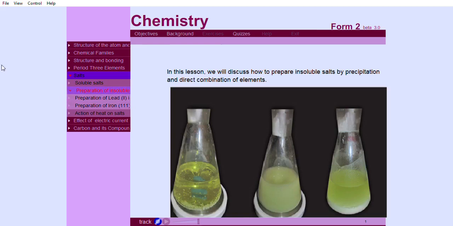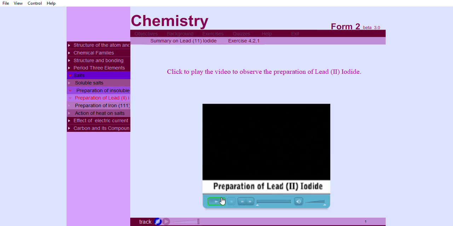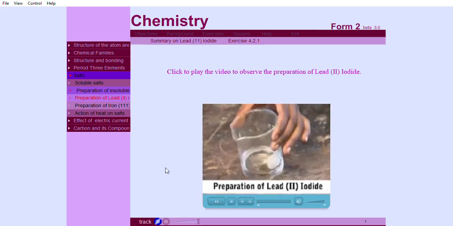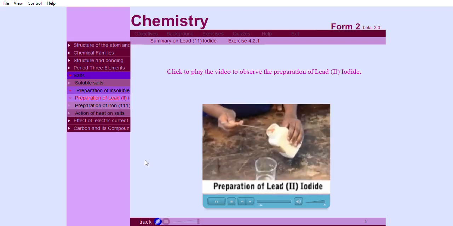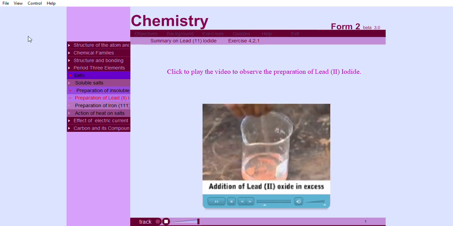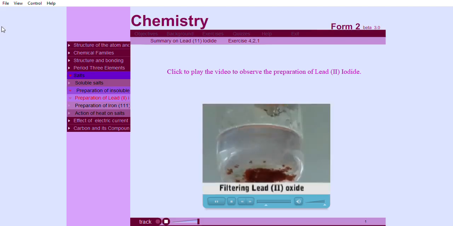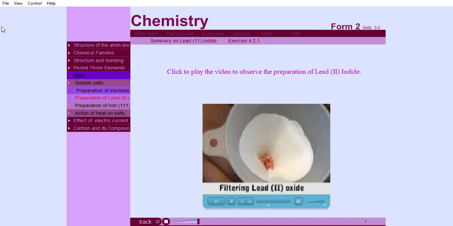In this lesson, we will discuss how to prepare insoluble salts by precipitation and direct combination of elements. Click to play the video to observe the preparation. 50 cm cubed of dilute nitric acid is placed in a beaker. Lead-2 oxide is added in excess to the dilute acid. Excess lead-2 oxide is filtered off. This is a yellow solid.